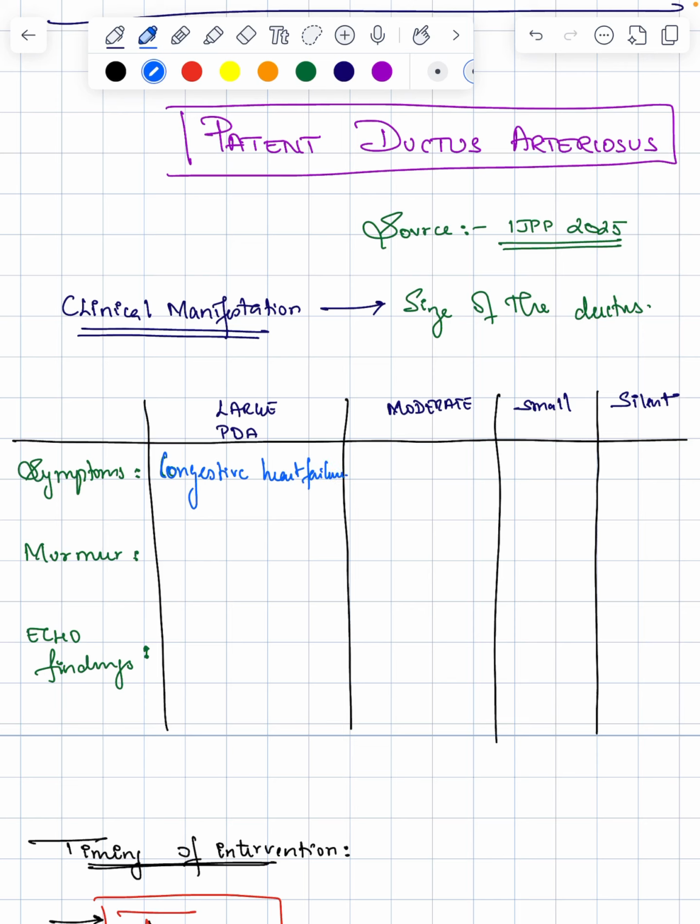The murmur: children with large PDA will have a soft or a faint systolic murmur, or there won't be any continuous murmur. What will be their echo finding? They will have evidence of left ventricular overload. Along with this, the child will have severe pulmonary arterial hypertension. These are their echo findings.